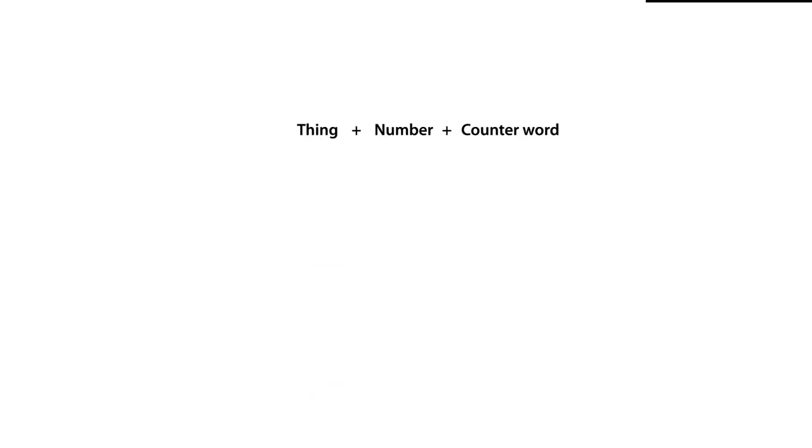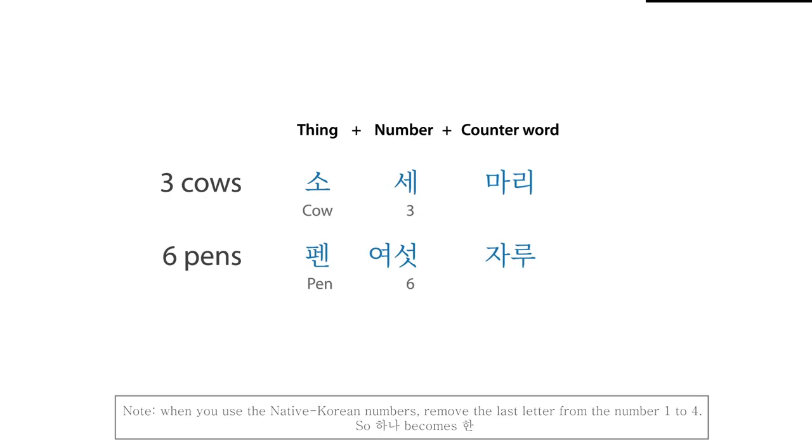Counter words are used this way. First, the thing that is counted, then the number, how many, and the counter word. Example, 소 3마리, 펜 6자루, 차 네 대.